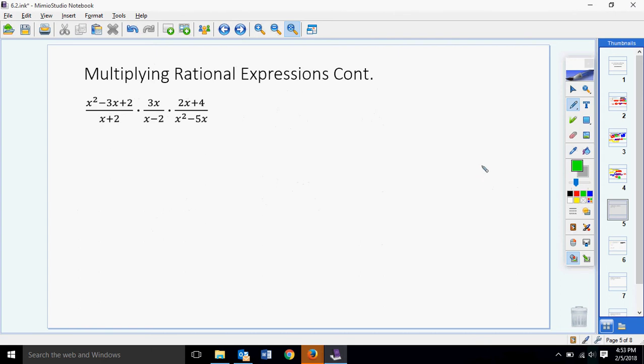And finally, you may see a problem where there are 3 rational expressions being multiplied. Well, we're going to do the same thing. Multiply the numerators, multiply the denominators. So if I'm factoring the numerator, my first one is a trinomial. So it gets 2 sets of parentheses. I'm asking myself which numbers multiply to +2 and add to -3. Well, that'd be -2 and -1. So I have x minus 2 and x minus 1. Next, I have a 3x, which cannot be factored anymore, and a 2x plus 4.